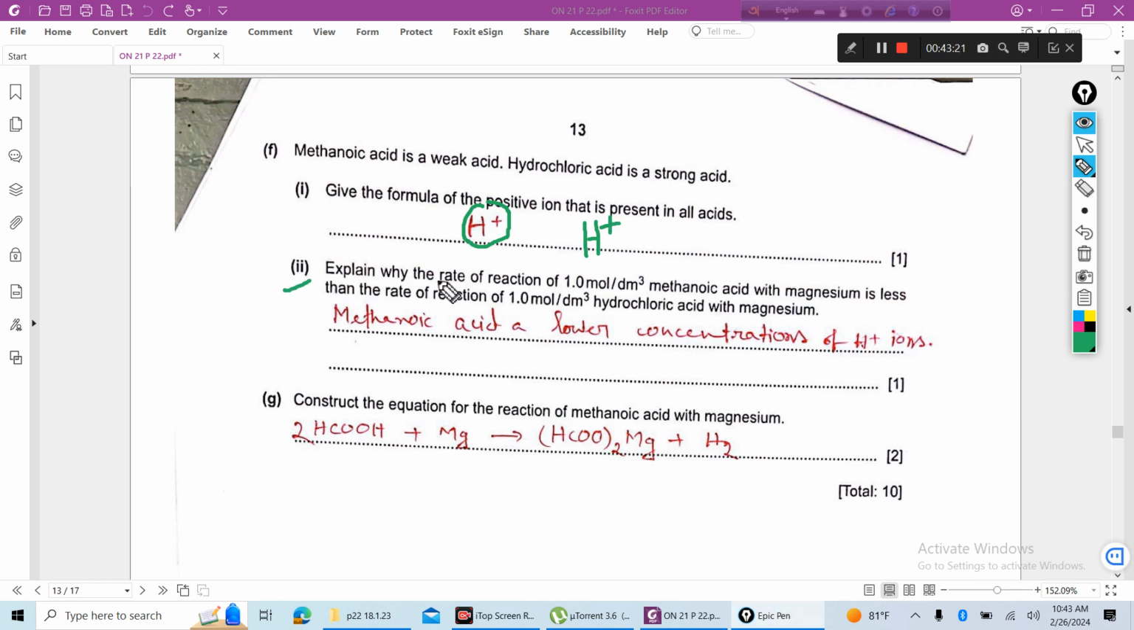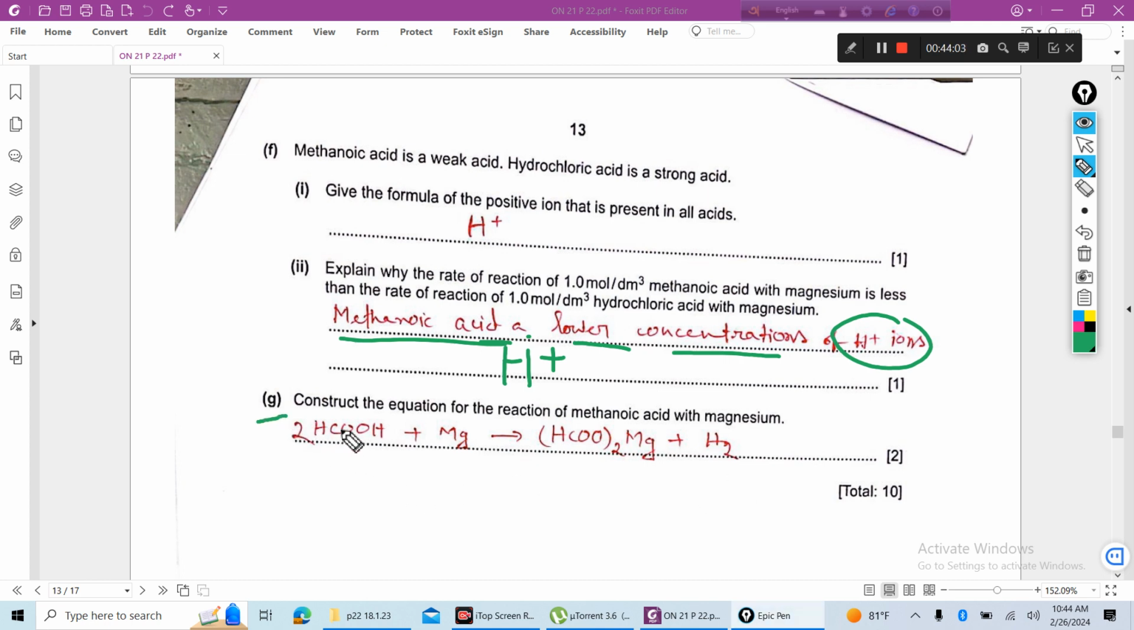Now number 2, explain why the rate of reaction of 1 mole per dm cube methanoic acid with magnesium is less than the rate of reaction of 1 mole per dm cube hydrochloric acid with magnesium. Because methanoic acid is a weak acid, so it will produce less hydrogen ion. So methanoic acid has a lower concentration of hydrogen ion because methanoic acid ionizes partially. That's why rate of reaction will be less.